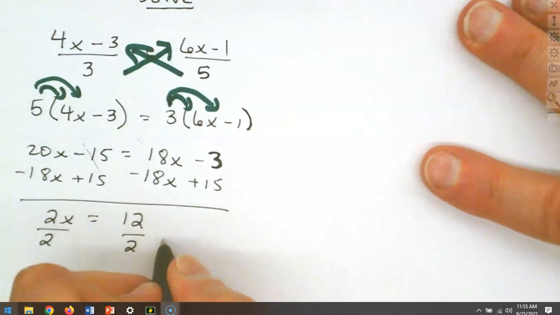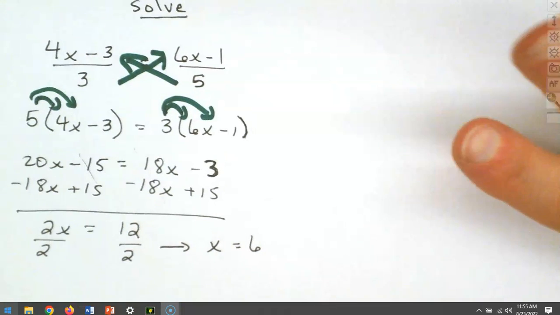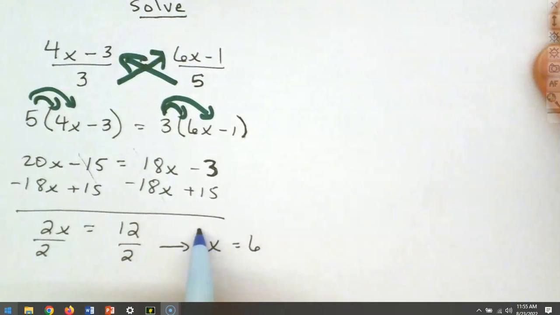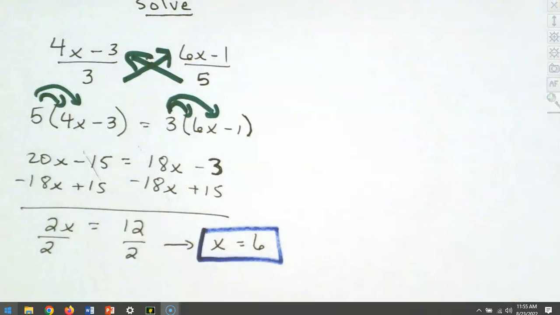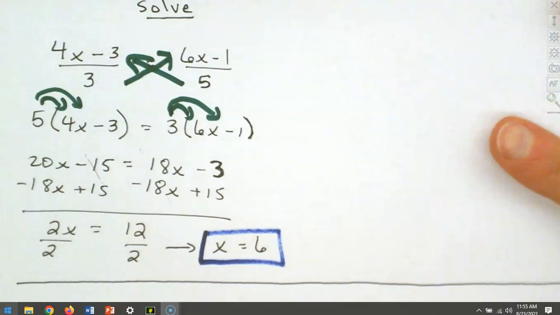Divide by your 2 now, and now you've got your solution, which is x equals now what? X equals 6 for the solution. And this, by the way, would be conditional, right?